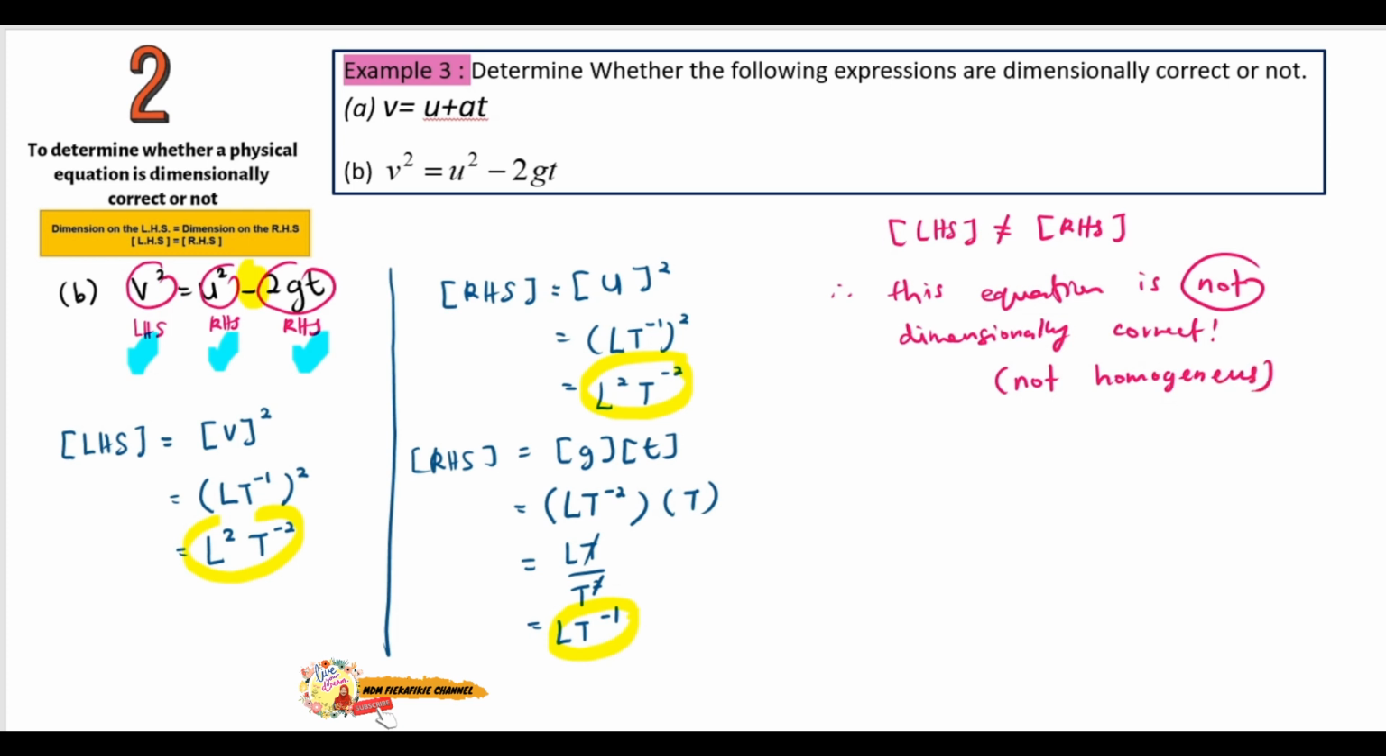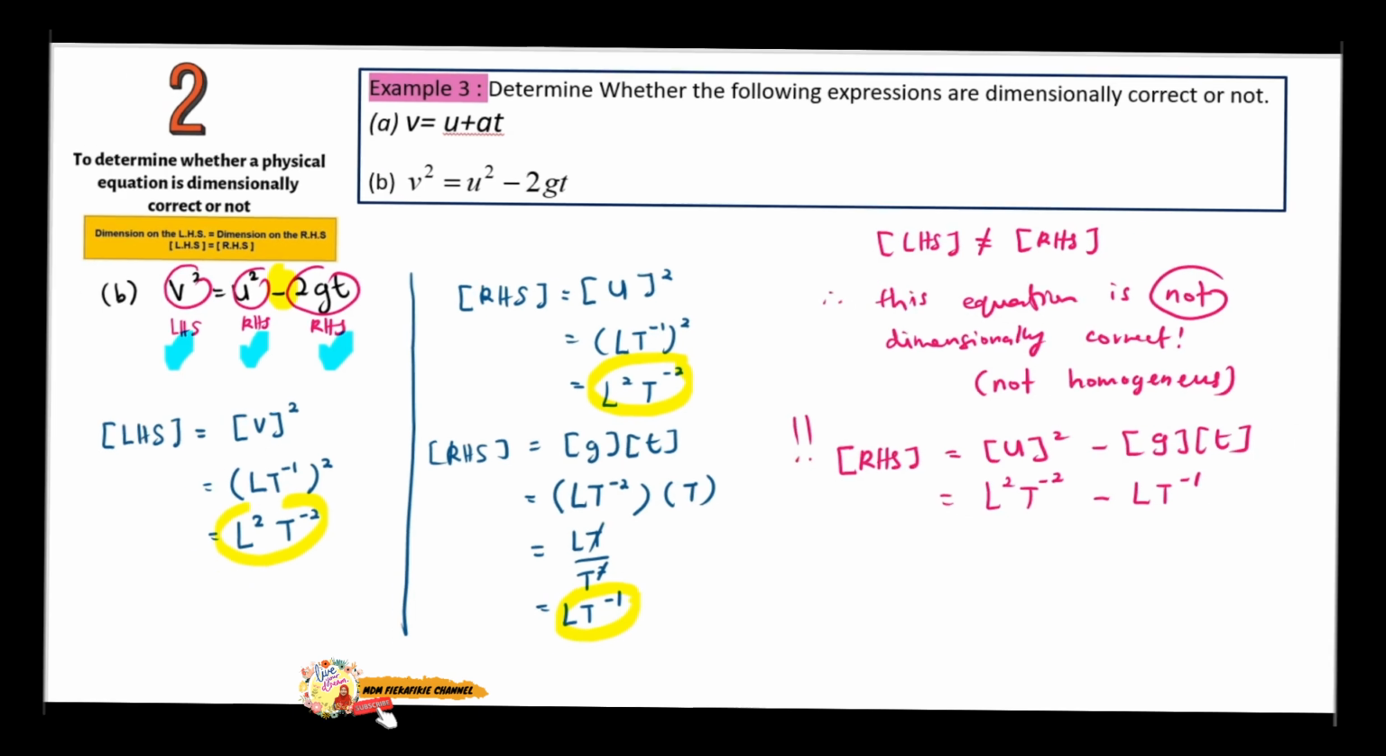Okay, remember, yang U squared, jangan tulis, ini remember: the dimension of the right hand side is equal to the dimension of U squared minus the dimension of GT. Lepas tu awak pergi selesaikan, awak dapat the dimension of U squared, L squared T negative 2, minus LT negative 1. Okay, jangan buat macam inilah, and then you pandai-pandai selesaikan, tidak boleh. So kalau dia tambah, jangan tambahkanlah macam contoh tadi. Okay, jangan jadikan 2 LT negative 1. Okay, so we finish example number 3.